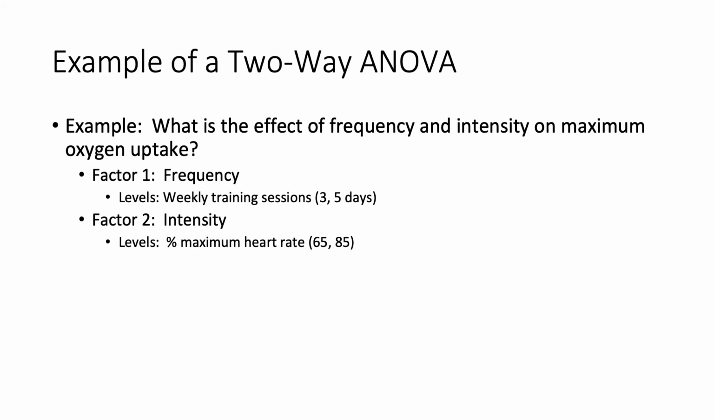So here we have an example of a two-way ANOVA. The research question is, what is the effect of frequency and intensity on maximal oxygen uptake? We can see that factor 1, or one of the independent variables, is frequency, with weekly training sessions of 3 or 5 days as the levels. Factor 2, or the second independent variable, is intensity, with percent of maximum heart rate of either 65% or 85% as the levels. So the total groups would be 4 for this study.